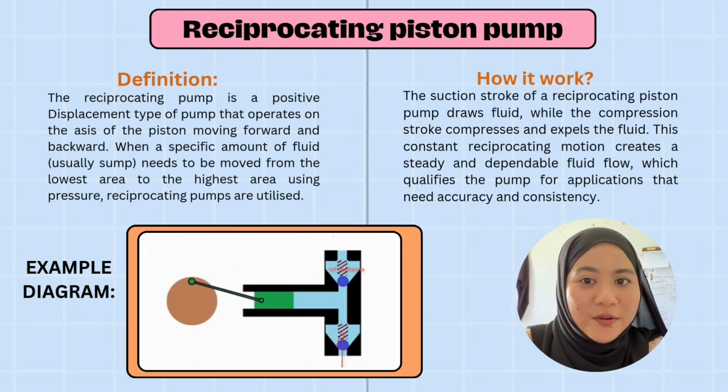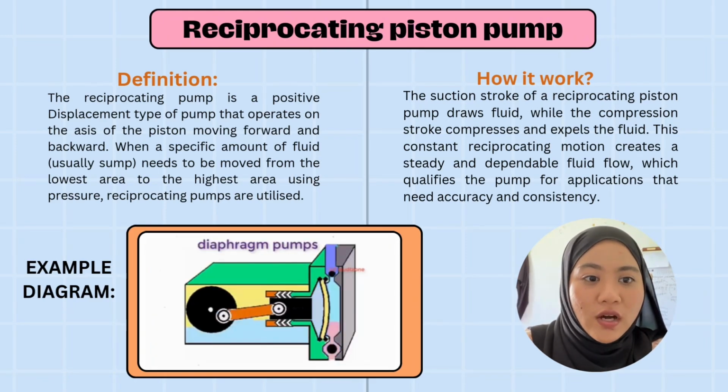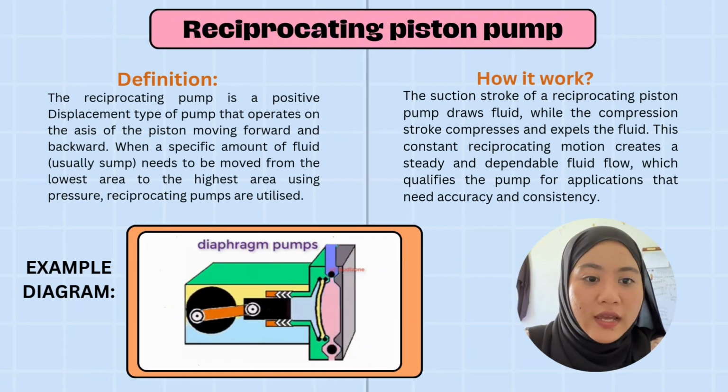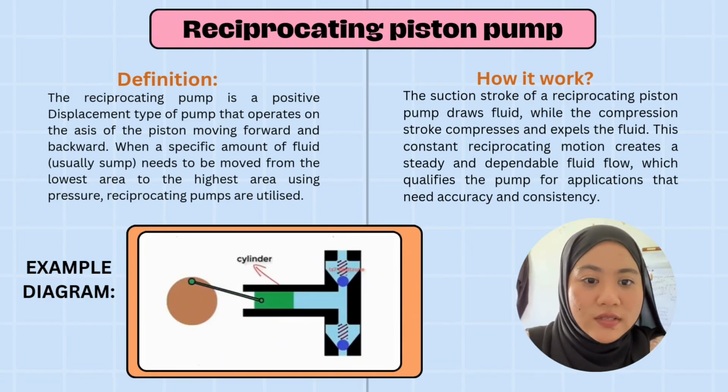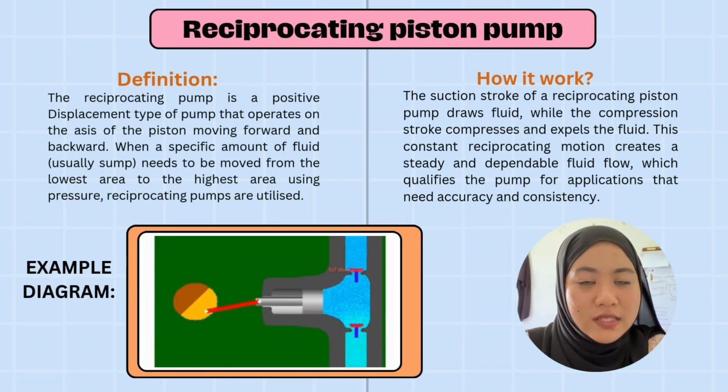So how does this pump work? I have put some example diagrams in this video so everyone can see it. It works from the suction stroke of a reciprocating piston pump, which draws fluid, and while the compression stroke compresses and expels the fluid. This constant reciprocating motion creates a steady and dependable fluid flow, which qualifies the pump for applications that need accuracy and consistency.